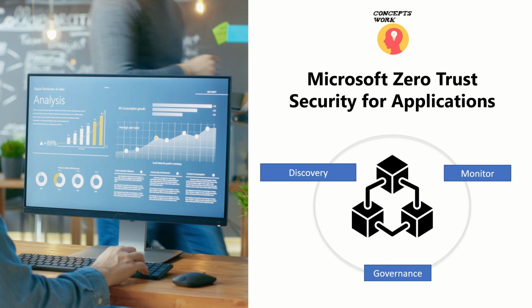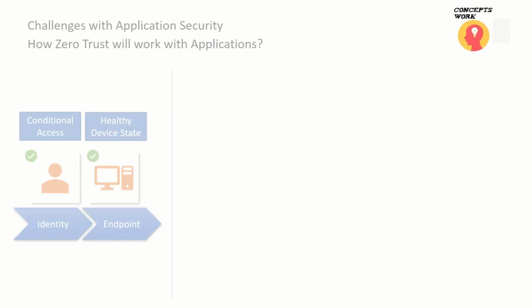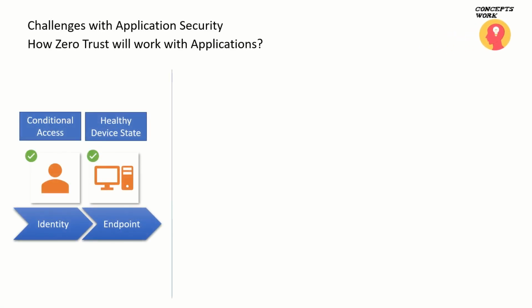Now, the first phase is discovery. Then you can monitor the applications that you have discovered, and then you can make sure that you have the right set of governance actions in place to allow or block access, or to allow or download a specific set of information. Right now, understand this from a security perspective, that when we talk about application, this is the third layer where a user has to reach.